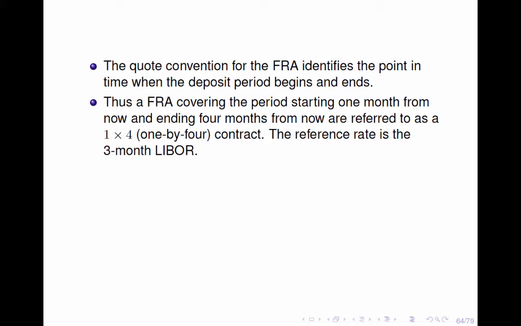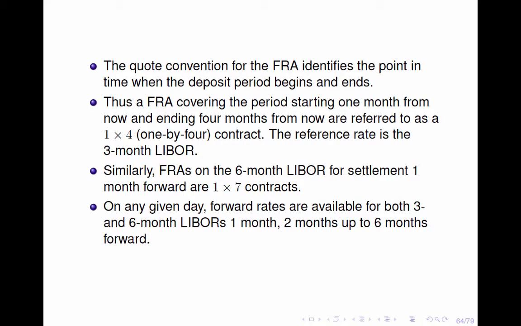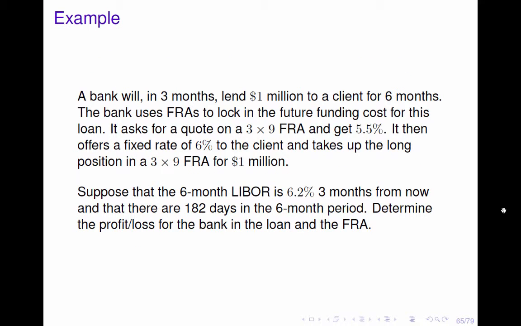The reference rate is the 3-month LIBOR. Similarly, forward rate agreements on the 6-month LIBOR for settlements 1 month forward are called 1/7 contracts. On any given day, forward rates are available for both 3 and 6 month LIBORs, 1 month, 2 months, up to 6 months forward. For example, a bank will, in 3 months, lend $1 million to a client for 6 months. The bank uses forward rate agreements to lock in the future funding cost for this loan.